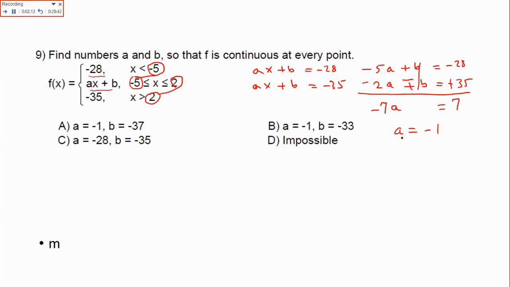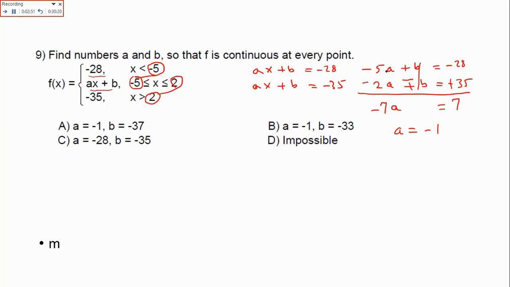A is equal to negative 1. Divide by negative 7 on both sides. Right, but Doctor, why did we put a minus? Because I want to add them. I want the b to disappear, because these are two variables and I just want one variable. So now b disappeared, and I have minus 7a equal to 7. So a is equal to minus 1.